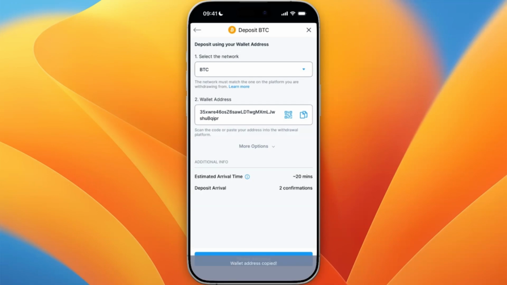wallet address and then send it to the person that needs to send you the money, or if it's your own other account, just paste that in on the other wallet and send to this wallet address with the same cryptocurrency under the same network.